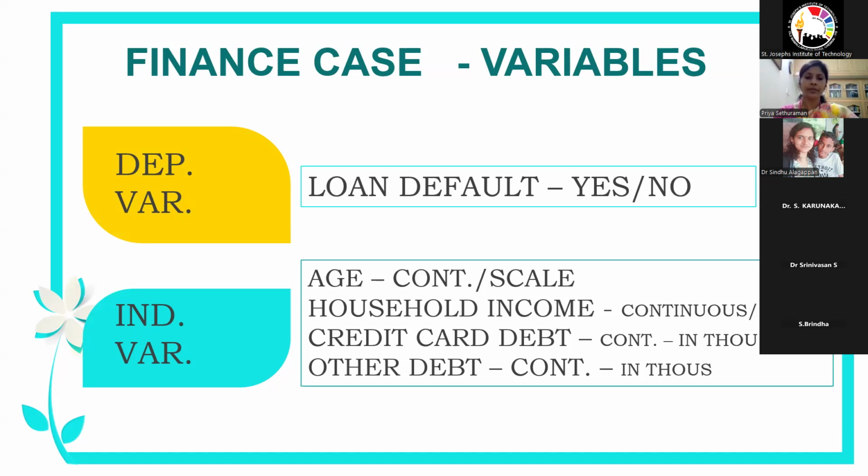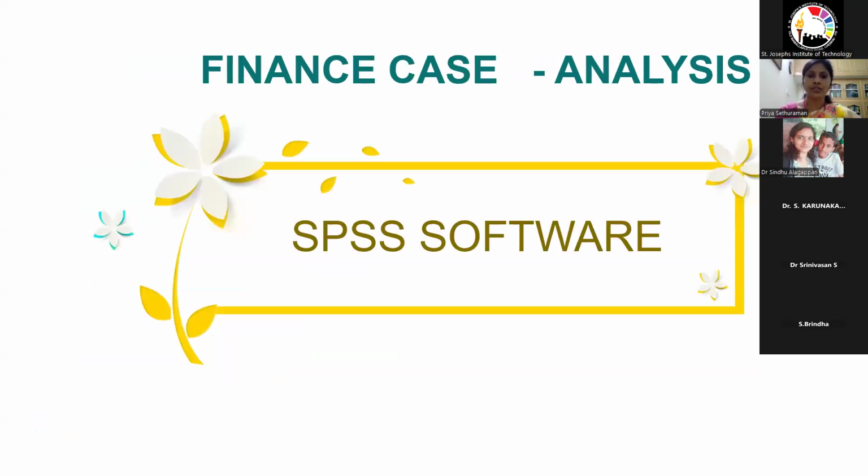Then the other variable I have taken is other debt. That is also continuous. Other debt is debt which is not on the credit card. You might have debt, say, in the case of a loan that you have borrowed, a housing loan or an education loan. If you have that debt, whether you are repaying it properly or not, that is also being considered in this particular example. Okay, so with this, I will show it to you using the SPSS software.